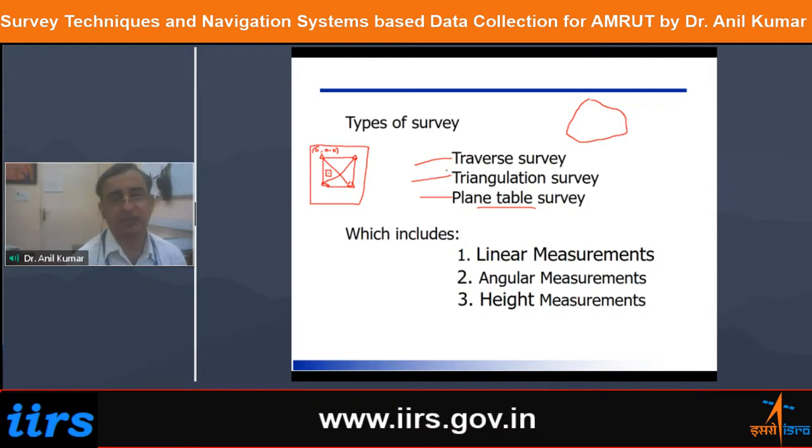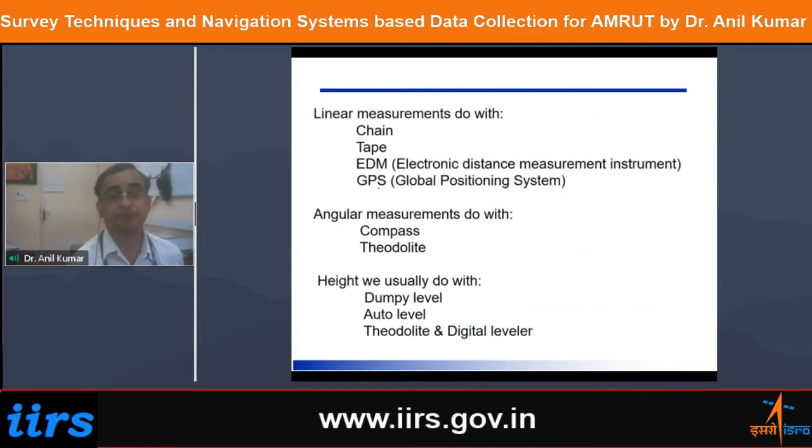So that is the basic conventional survey technique or method to plot the objects on paper. Here, when we are plotting, we are basically doing linear measurements. We have done angular measurements and height measurement to plot or to calculate the coordinates of these ground control points.